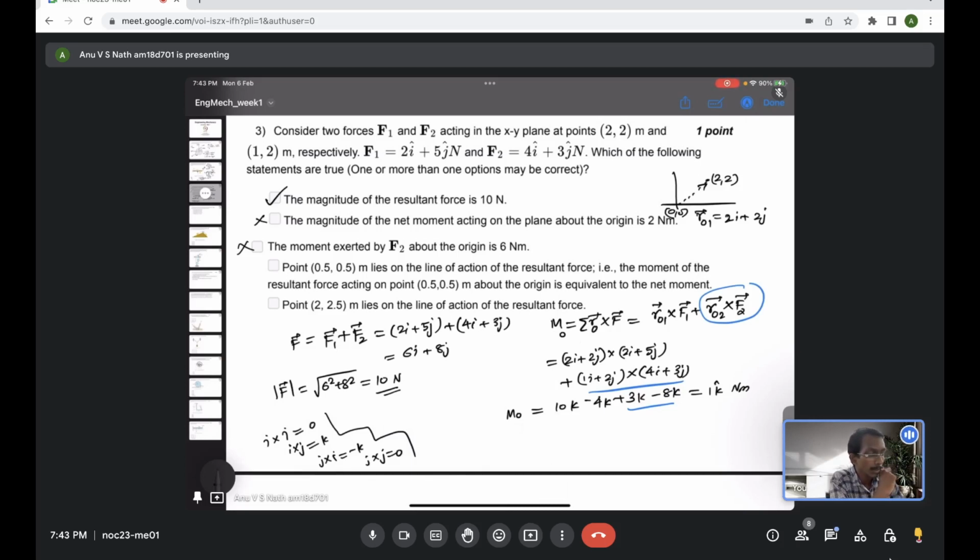Okay, so the next option says the point 0.5 comma 0.5, I think it is just the magnitude. Even if you consider the direction, it is anyway not going to match. Only the magnitude is asked here, 6 Newton meter. The actual moment is negative 5, but whatever is given is 6 Newton meter, so they are not at all matching, so the option is wrong.